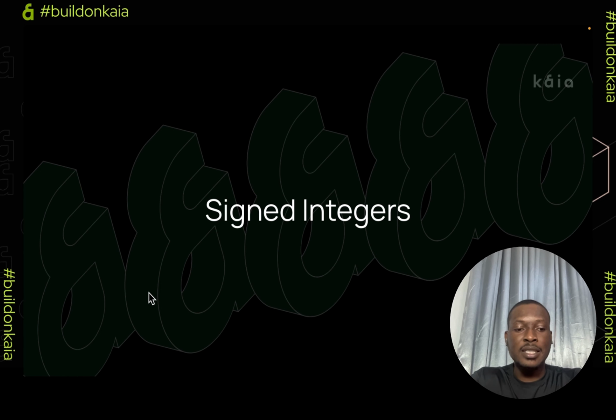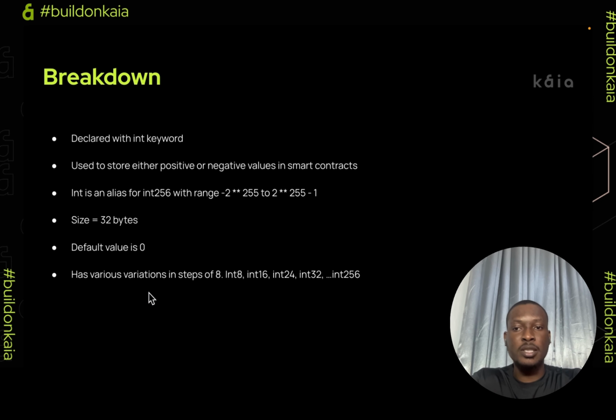So what are signed integers? Let's quickly break this down. We can declare a signed integer using the keyword int. Whenever you want to declare a signed integer, you need to use the word int. The major use case for signed integers is to store either positive or negative values in your smart contract. Whenever you want to store values like -1, -100, or even positive values, you can use integers.